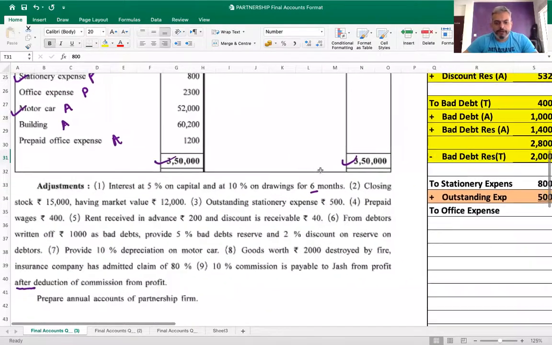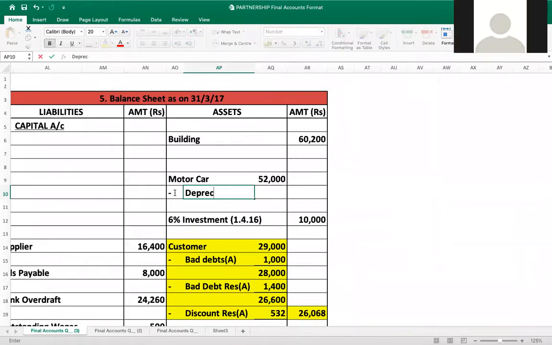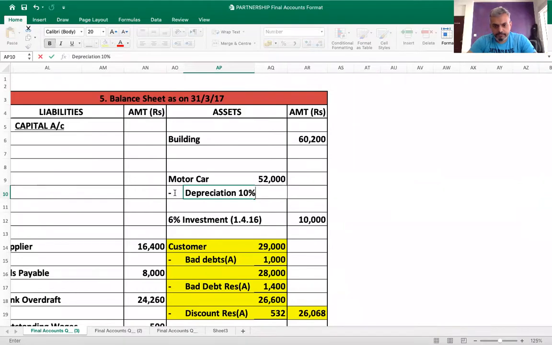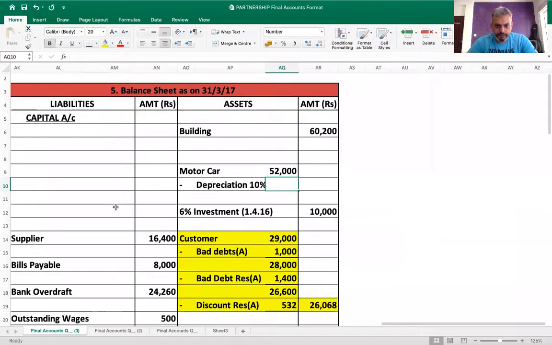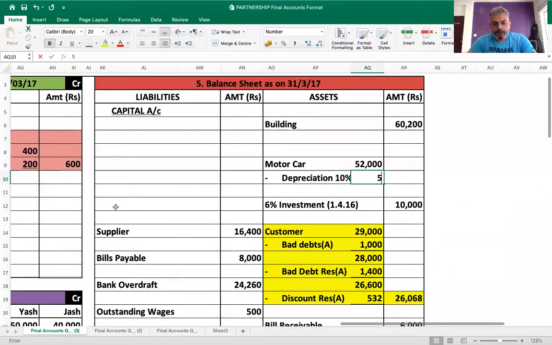Provide 10% depreciation on motor car. Very simple. You can do it on your own. Depreciate. What happened Sahil? Sahil, you want to say something? 5200.